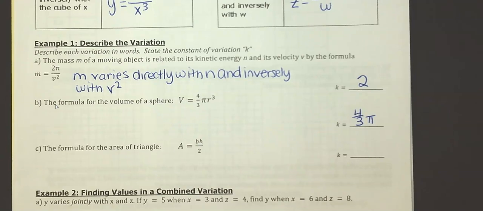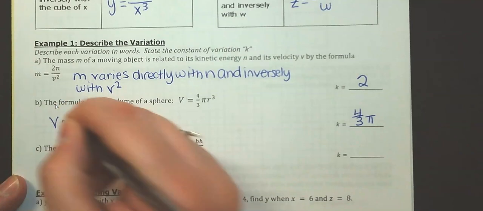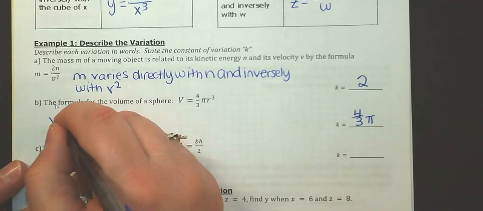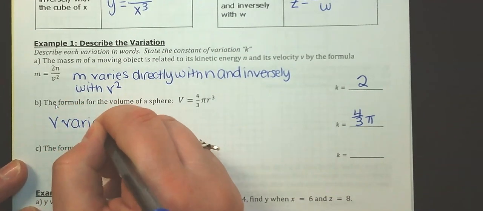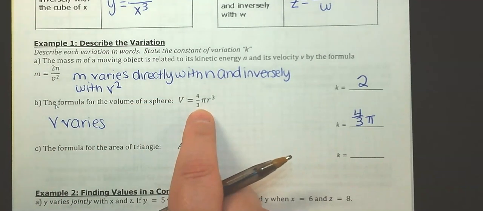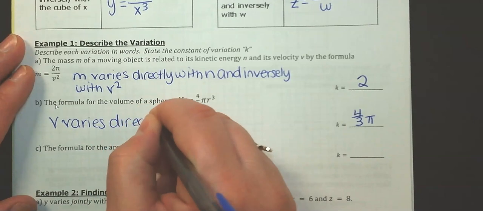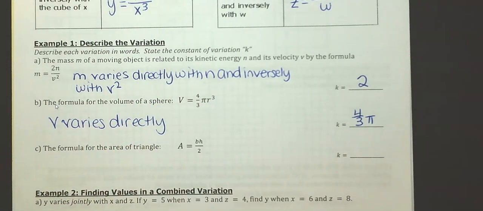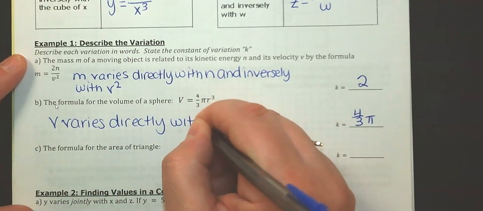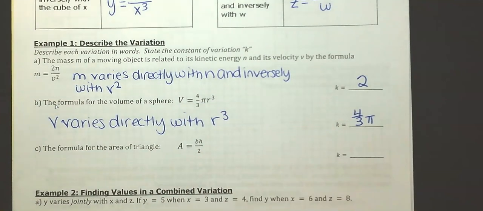The only thing we're going to do here, or just volume, I'll just say V, varies. And then the only variable you have here is the radius of the sphere. So this varies directly because that's being multiplied by your K value with radius cubed, or I'm just going to put r to the third so I don't have to write that. With the 4/3 and the pi, that's your K. That's not part of the description.